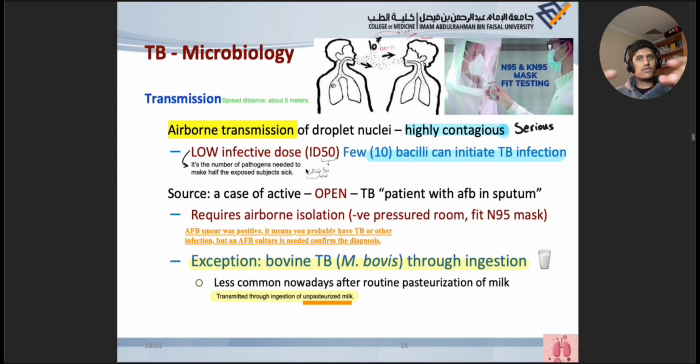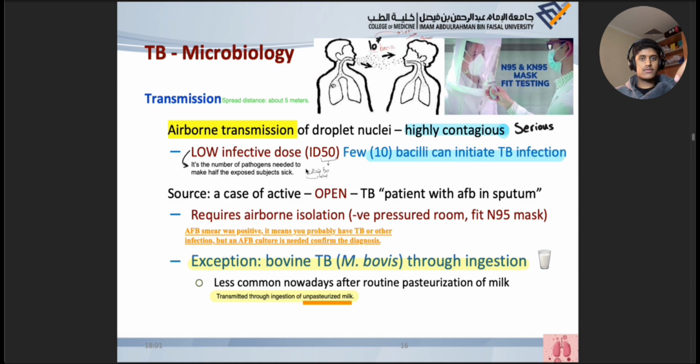Here we can see the different chest x-rays. Airborne transmission of droplet nuclei is really contagious. A few, 8 to 10 bacilli, can initiate TB infection. That is why we need to take absolute, really extraordinary measures: airborne isolation in a negative pressure room, fit-tested N95 masks, and many others, whenever we encounter a patient that has a positive AFB in the sputum.